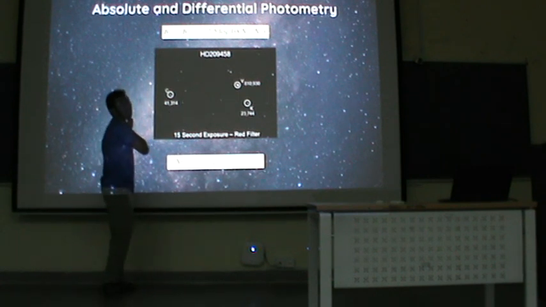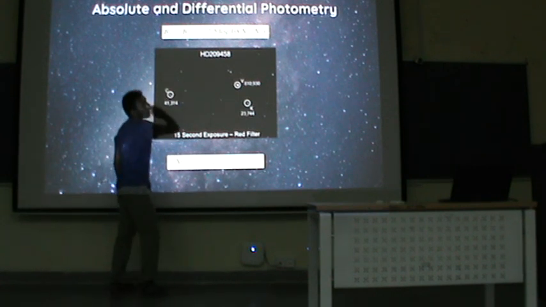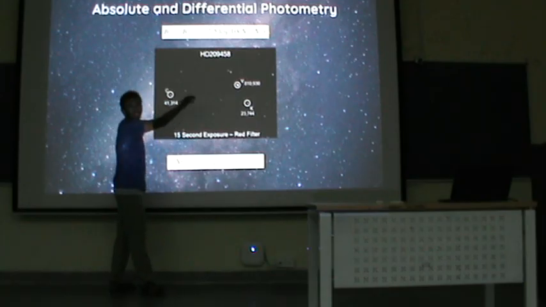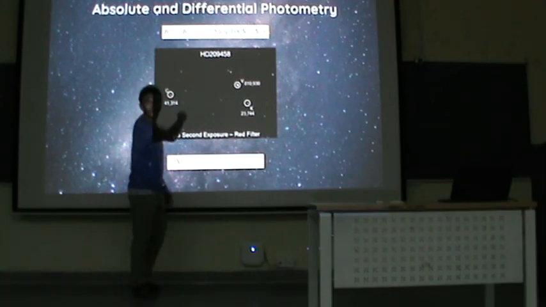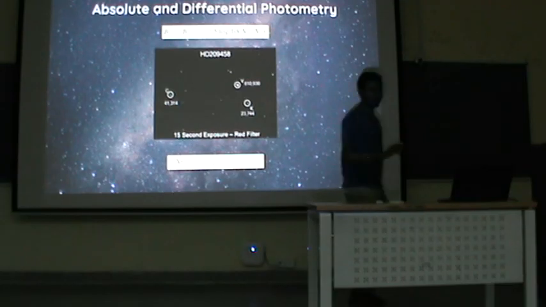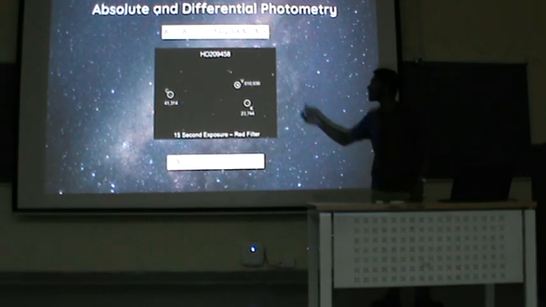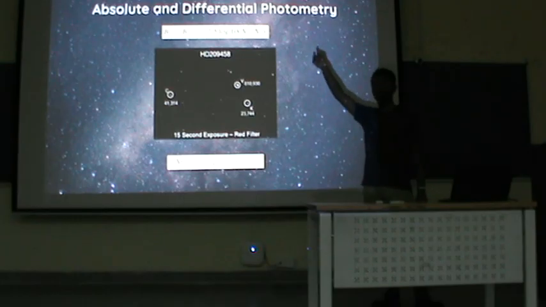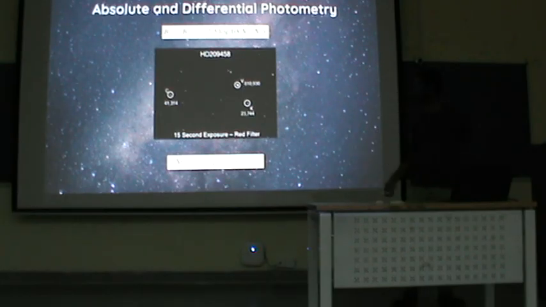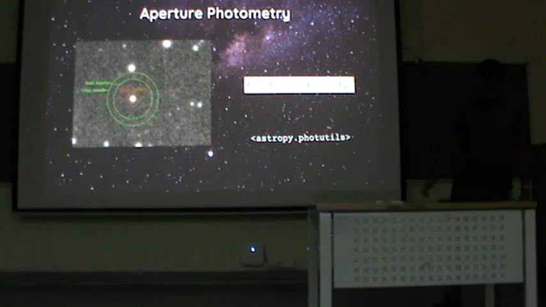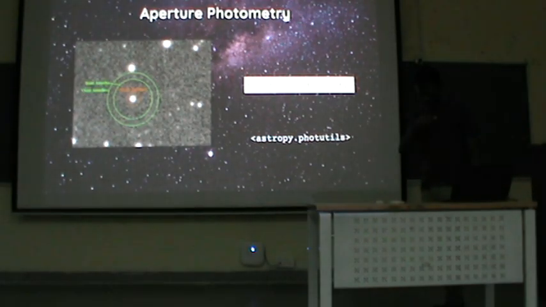Suppose a cloud cover comes in front, it will decrease the brightness of both the stars, right? So that's how you eliminate the errors. This is called differential photometry, and if you use that formula for only one source, that is called absolute photometry. So this is differential photometry, and now aperture photometry.